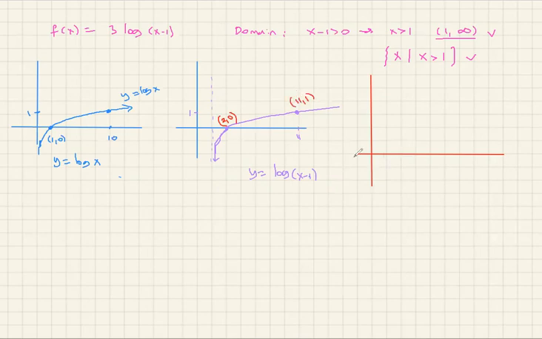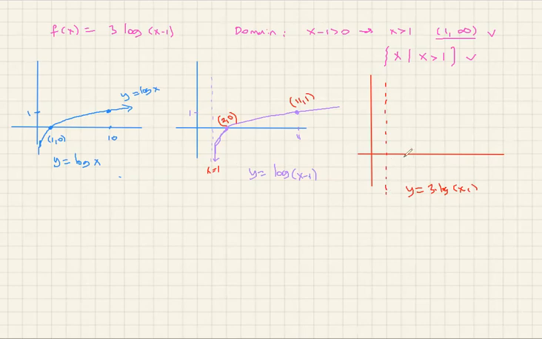Okay, but if you multiply this log by 3 now, let me write this as well. So y equals 3 times the log of (x minus 1). So you are going to stretch vertically by the scale factor of 3, right? But your vertical asymptote, which is x equals 1, is not going to change. So that should be still the same.